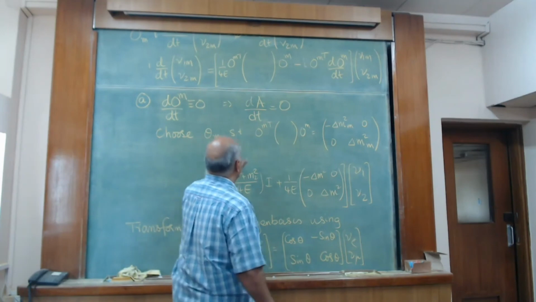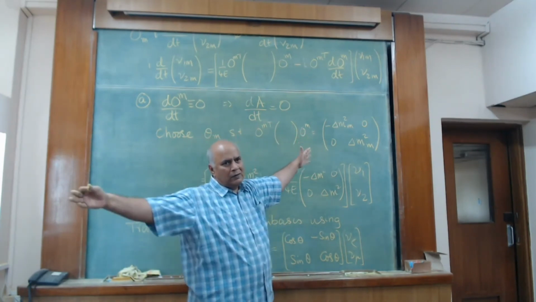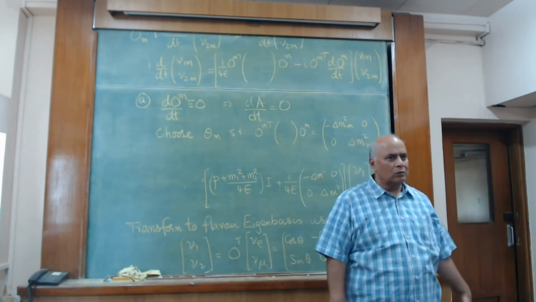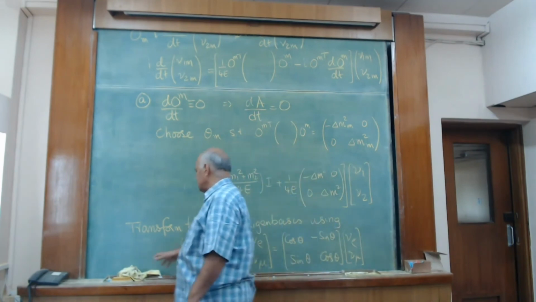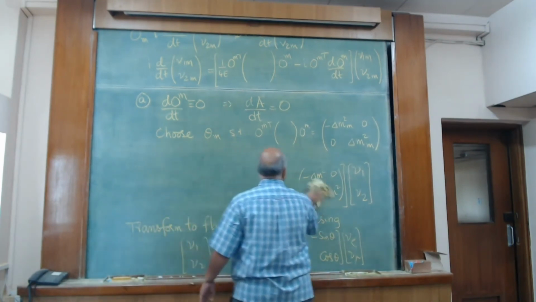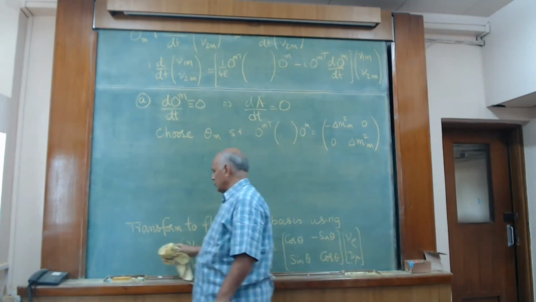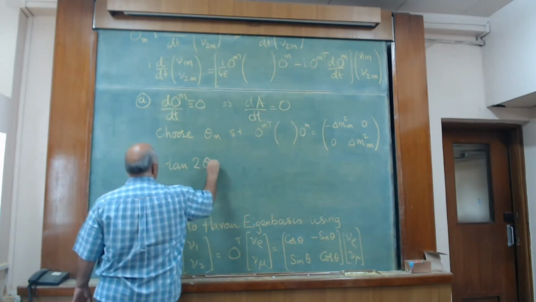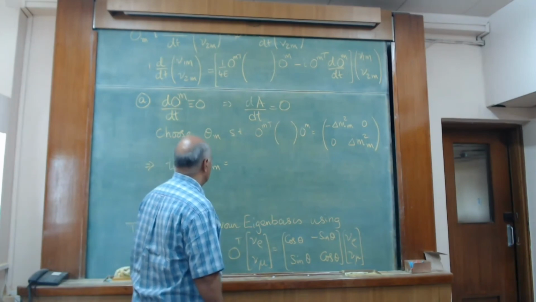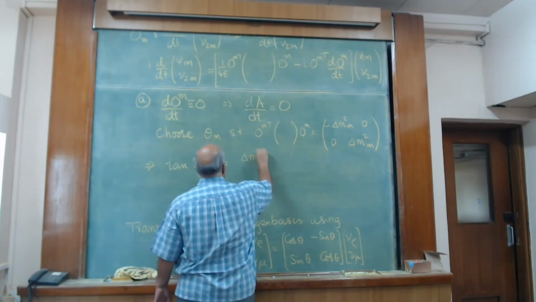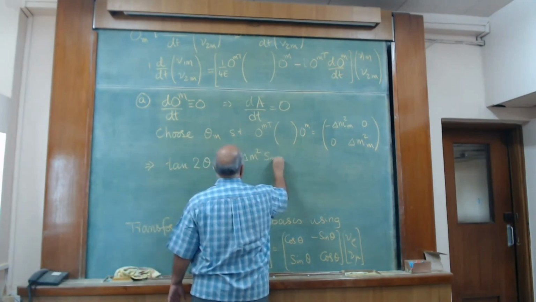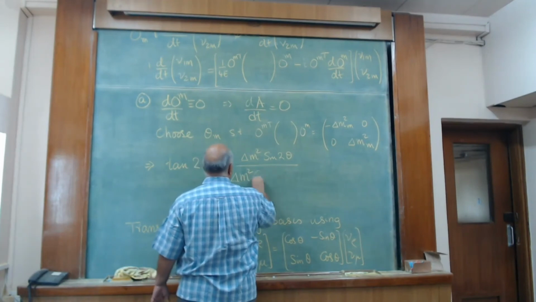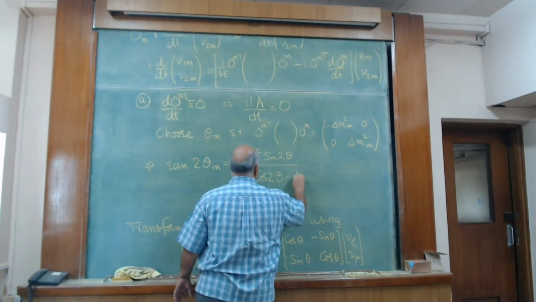So basically you multiply these three matrices, you get some complicated looking expression, and you set the off diagonal element to be 0, and you get the condition that implies tan 2θ_m is equal to Δm² sin 2θ divided by Δm² cos 2θ minus A.